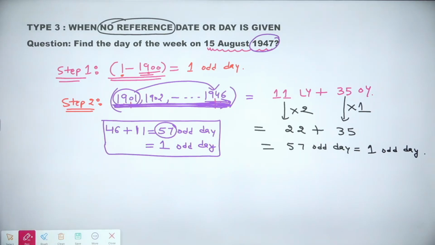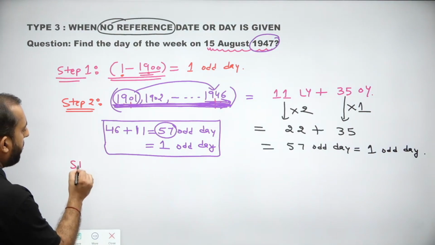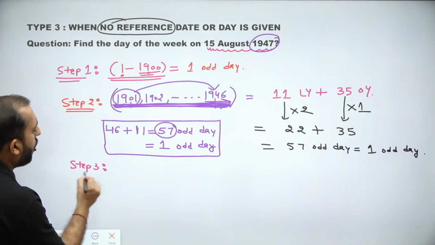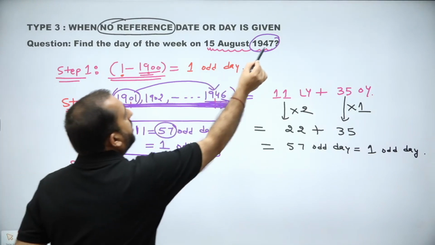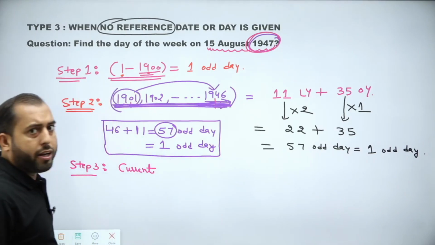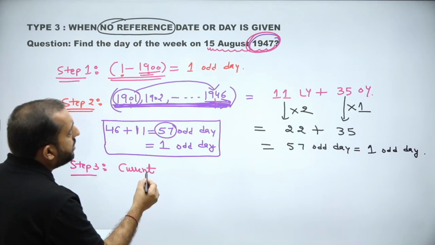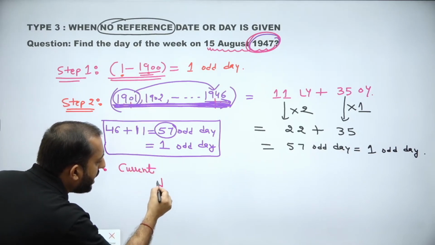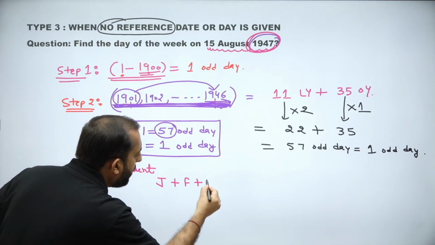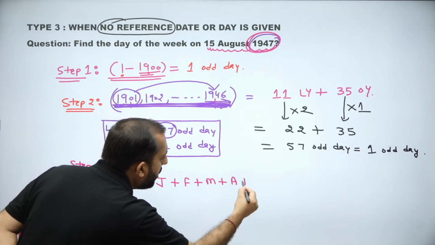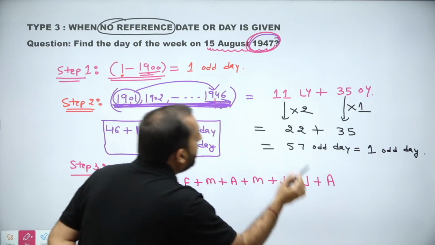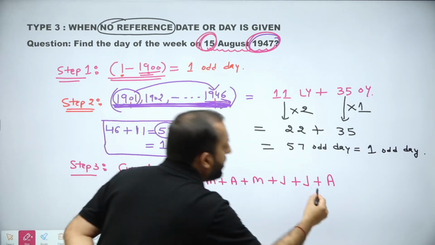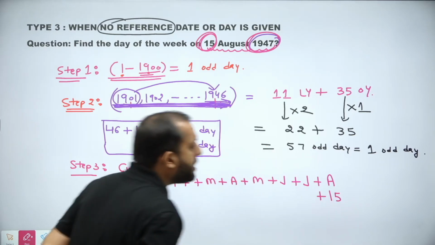Now please write it down. Now step number 3. In step number 3, we will talk about the current year, or the year which is given in the question. In the question, the year given is 1947. In 1947, January month is complete, February is complete, March, April, May, June, July and August. In August, we want to go till 15. So in the month of August, write down 15.